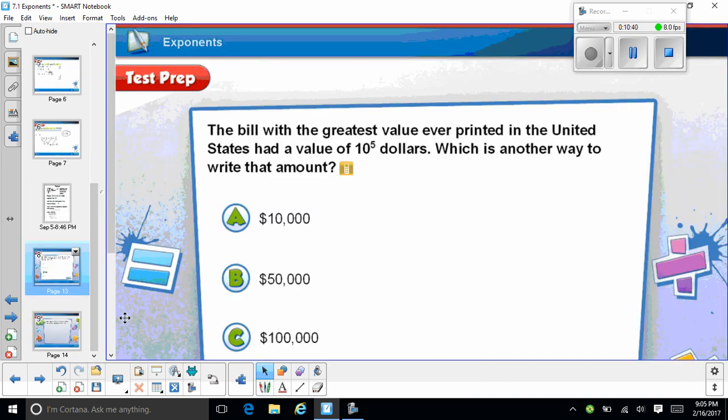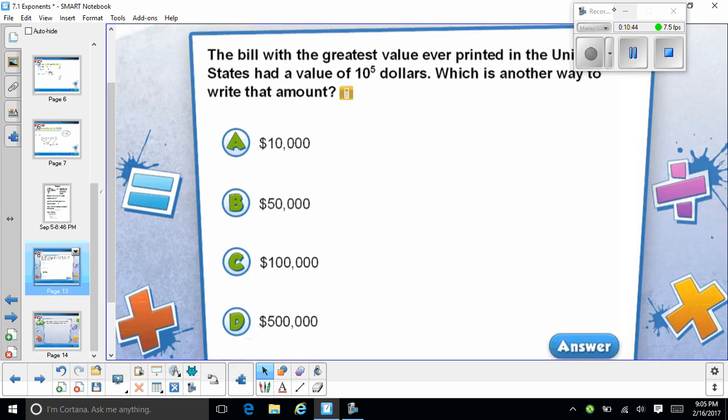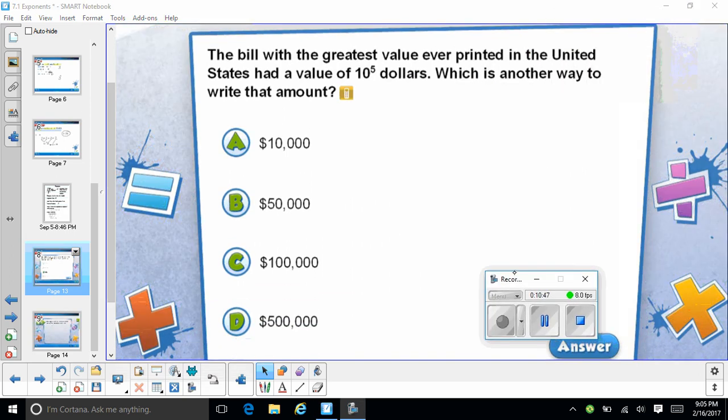All right, our test prep question for today, you're going to copy this down and you're going to then set up your answer and solve. Once you have this completed, continue to hit play.